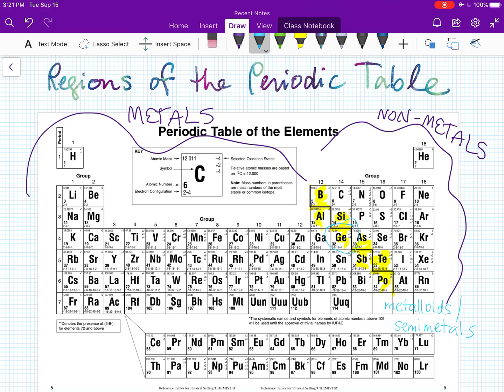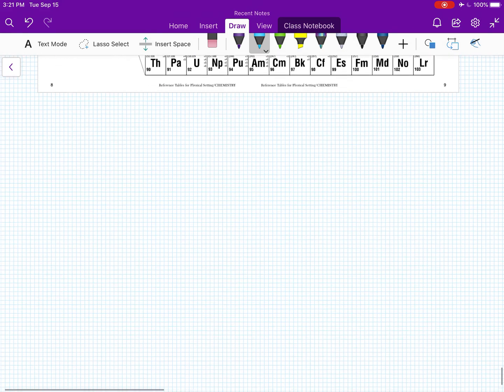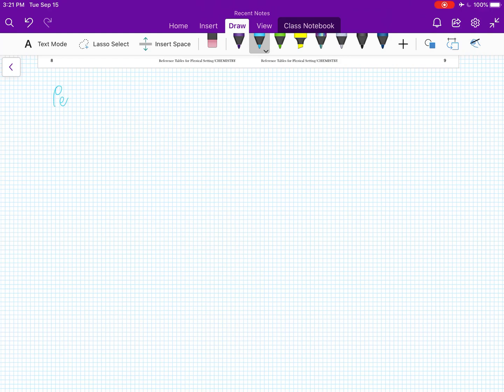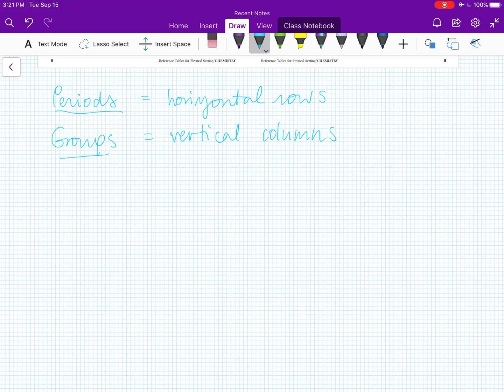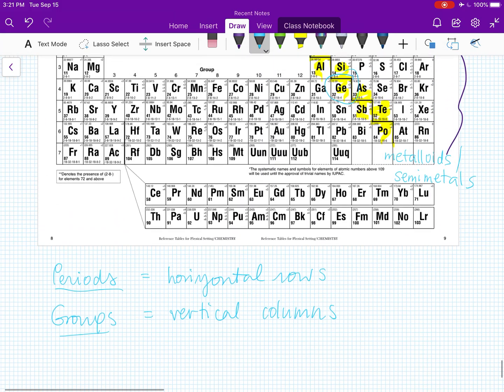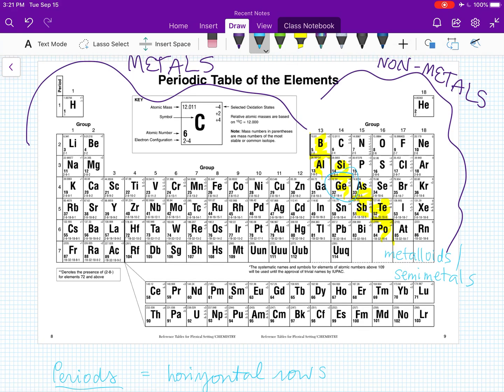So I want to break down the periodic table just a little bit further so that we can start making some definitions. As we've said before, just to review, the periods in the periodic table are the horizontal rows, and the groups are the vertical columns in the periodic table. And we talked about how elements in the same group share similar chemical properties. Now, when you look at this periodic table, it has the group numbers here, 1, 2, 3, 4, 5, 6, 7, 8, etc., all the way across the periodic table.